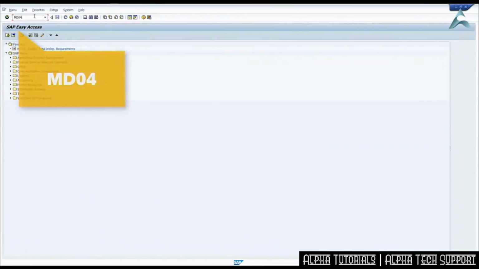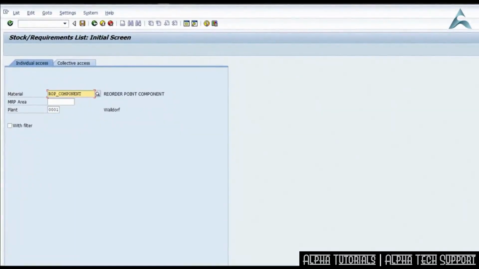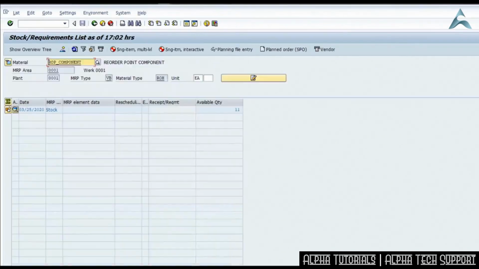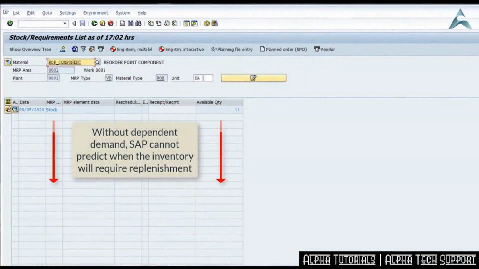We're going to do that using MD04, specifying the material that you are planning with the reorder point method along with the plant. As you can see, all we have showing in the planning situation is the available inventory on hand. Again, this material does not exist on a BOM, therefore there is no dependent demand out over the planning horizon, so the planning engine can predict when the available inventory is expected to be consumed and therefore plan future replenishments.